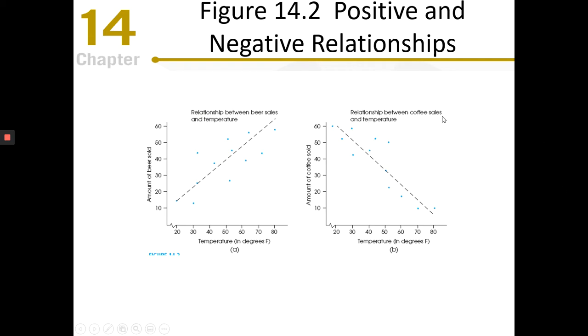And then let's look at coffee sales and temperature. Here, what type of correlation is there? Hopefully you said it's a negative correlation, because as temperature goes up, coffee sales go down. I guess here we're implying hot coffee, not chilled coffee. And it looks pretty strong. So positive: as temperature goes up, beer sales go up. As temperature goes up, coffee sales go down. It's a negative correlation.